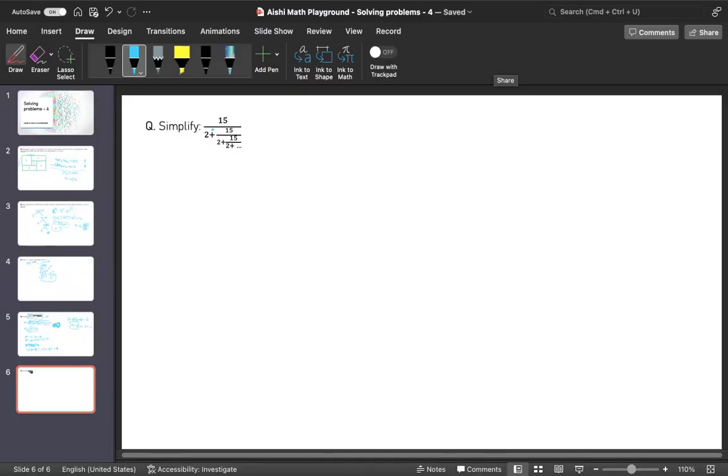Simplify 15 divided by 2 plus 15 divided by 2 plus 15 divided by 2 plus 15. All right, this looks like one of the questions we did before. It wasn't the factor of factors. Yes, the last one, the root 12. So we're gonna do this similarly. So x is equal to 15 divided by 2 plus 15 divided by 2 plus 15, and so on.